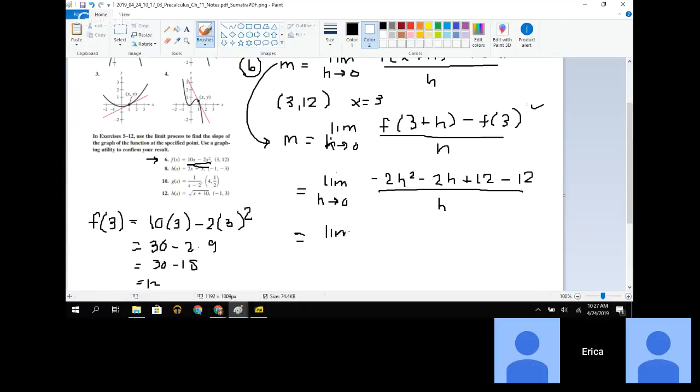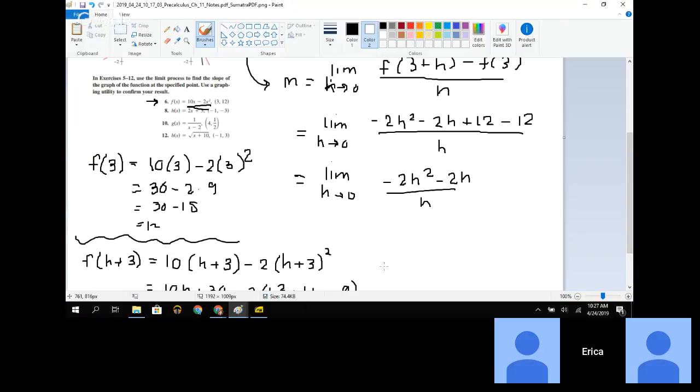The limit as h approaches 0. Let's simplify a little bit. I have negative 2h squared minus 2h over h, right? Because 12 minus 12 is 0. Okay, that's good. All right. Limit as h approaches 0.